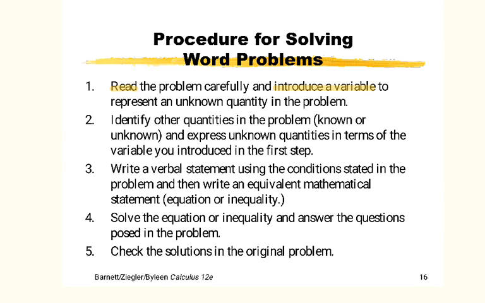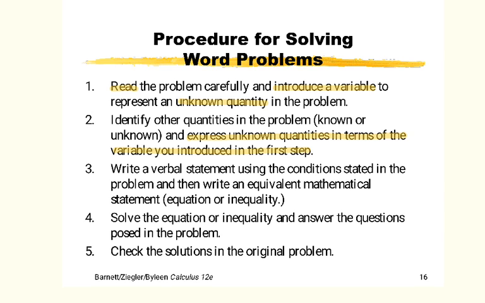And introduce a variable to represent an unknown quantity. Step 2 says to identify other quantities in the problem, known or unknown, and express unknown quantities in terms of the variable you introduced in the first step. So from step 2 here, we want to express any unknown quantities in terms of the variable introduced in the first step. And then you'll also express your known values.